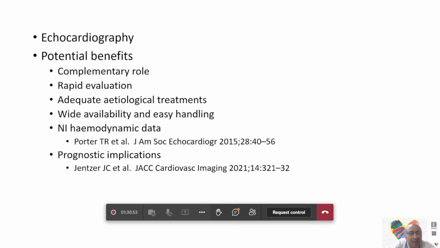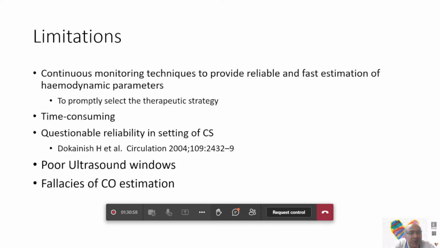But the limitation is that cardiogenic shock is a dynamically changing situation, so we need a continuous monitor, whereas echocardiography is not a continuous monitor. We need to select our therapy promptly and change it, and echocardiography can be time consuming. There is questionable reliability in the setting of cardiogenic shock because of rapid changes of the patient's hemodynamics. The ultrasound window may be poor, and there are fallacies in the cardiac output estimation.